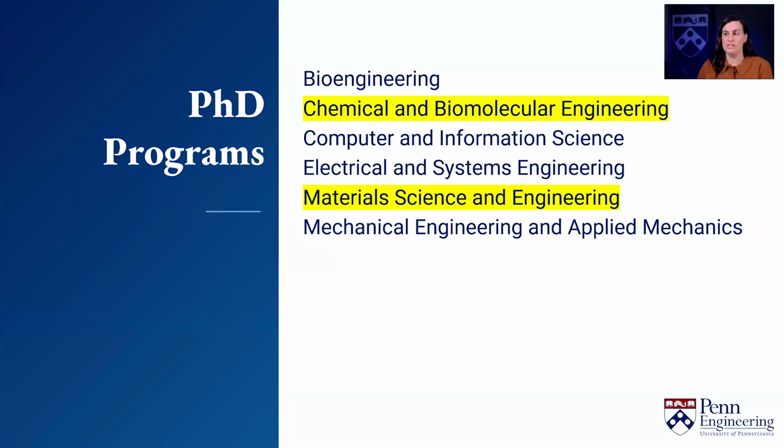So as we mentioned today, we'll be going over two of our 6 PhD programs, Chemical and Biomolecular Engineering and Material Science and Engineering. Of the 6, we also offer bioengineering, computer and information science, material science engineering, electrical and systems engineering, and mechanical engineering and applied science.